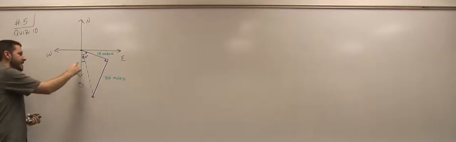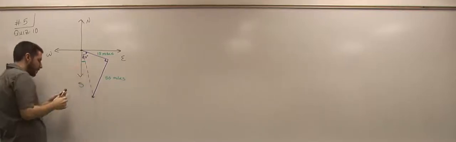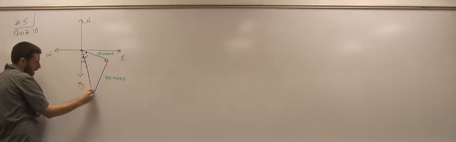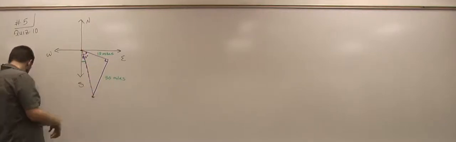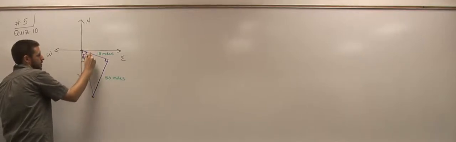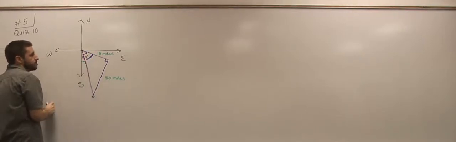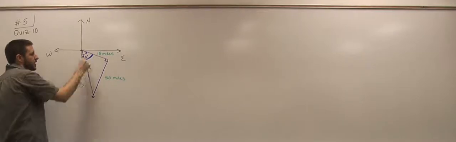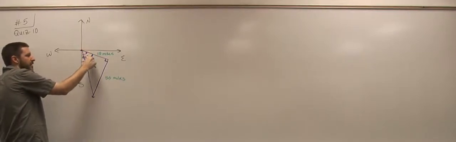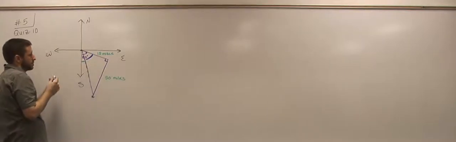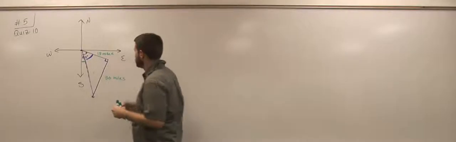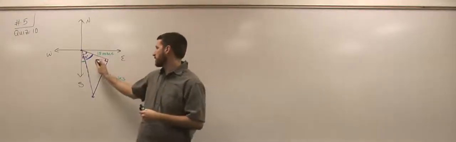In order to find this angle, I would first find the angle in this triangle. Let's label it blue. I would find this angle first. Because if I knew this angle, then I know the total angle here is 80, so I can take 80 minus this and get this. Okay? Cool. So how do we find this angle, which we'll label theta?